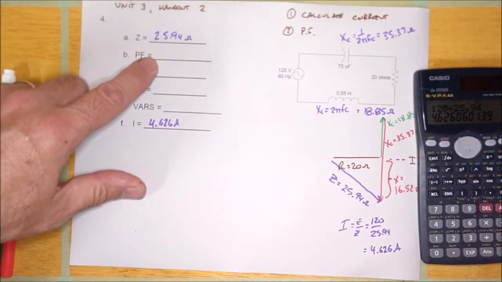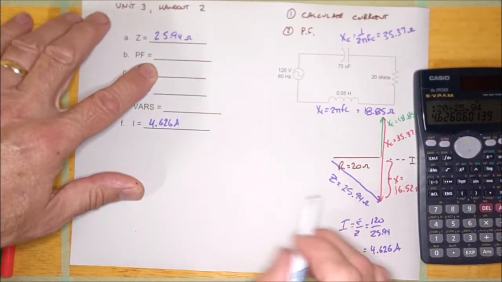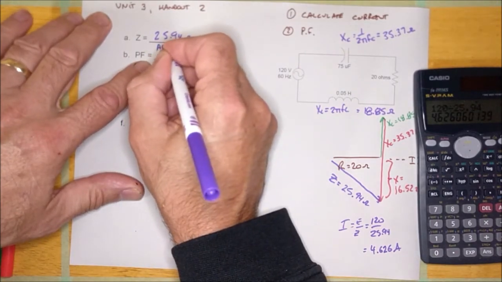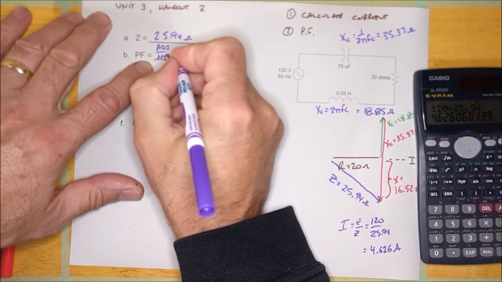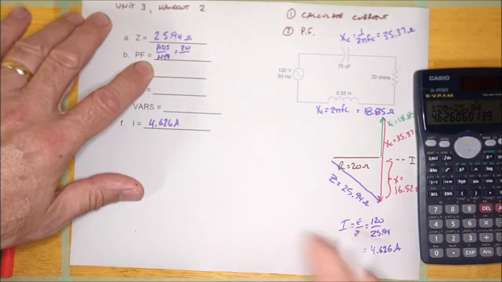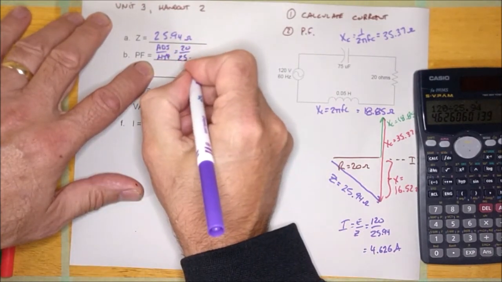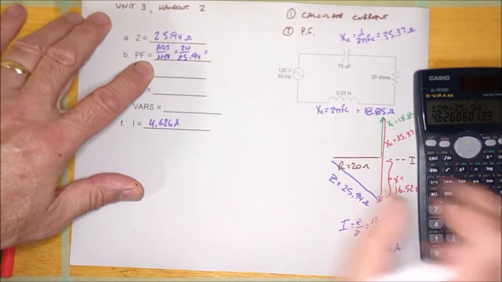I'm going to calculate the power factor right now. I'm going to use the adjacent over the hypotenuse for this particular circuit, okay? And the adjacent is 20, and the hypotenuse is 25.94. So let's do that for a second.